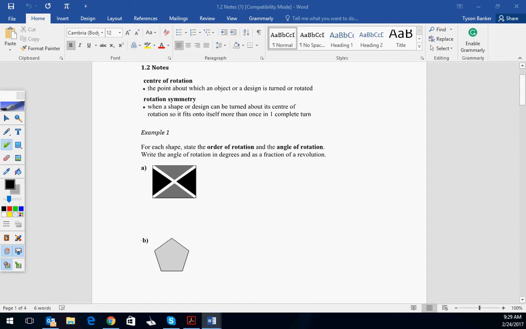You should already have these on your vocab sheet. So your vocab sheet should be filled out all the way, hopefully. So these shouldn't be new. But hopefully it has something along the lines of these. Center of rotation is the point which the object or design is turned or rotated.